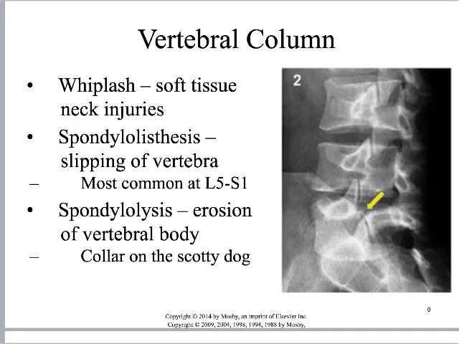Spondylolisthesis is a slipping of the vertebra. It's most typical at L5-S1, and it is sometimes surgically corrected. Spondylolysis is an erosion of the vertebral body itself, and this is one of the reasons why we do oblique views of the lumbar spine. If we see that collar on the Scotty dog, not readily apparent on this, I magnified this some, but there'll be a dark line across the Scotty dog's neck. That's indicative of spondylolysis, one of the reasons why we do obliques.